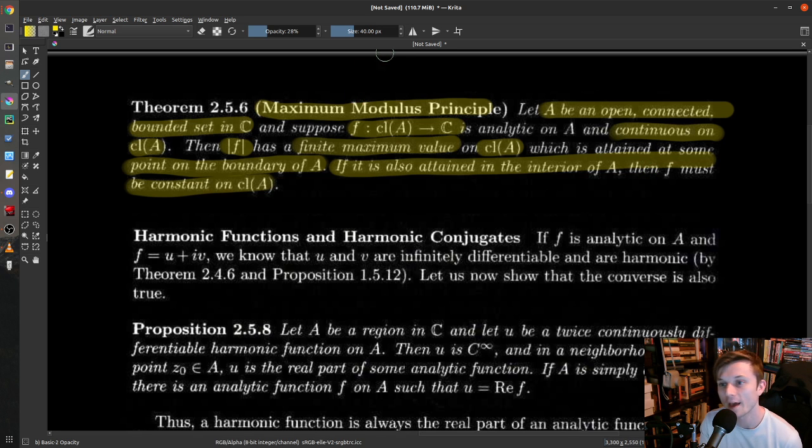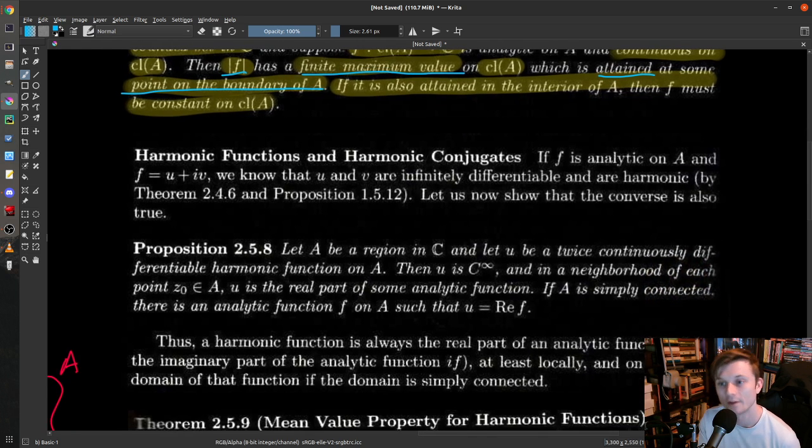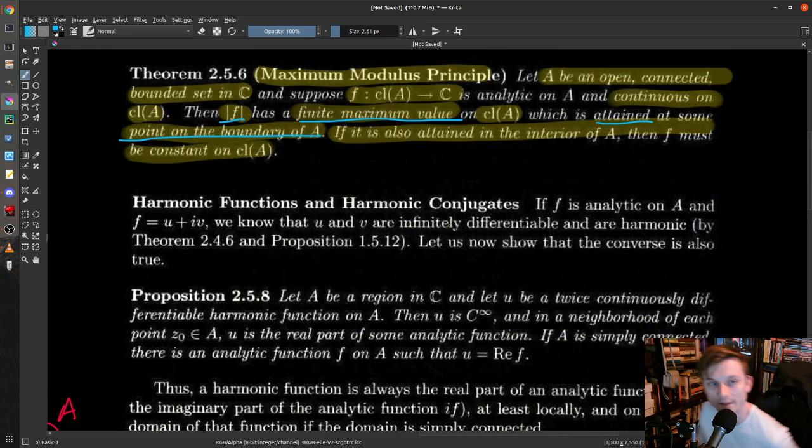But the nice extra part that the maximum modulus principle provides us is that f does indeed have a finite maximum value in modulus, and it attains this at some point on the boundary of the set. Okay, so that's kind of cool. That's kind of neat. Basically, it means that your holomorphic function, or your analytic function, is always getting bigger in modulus unless it's constant.